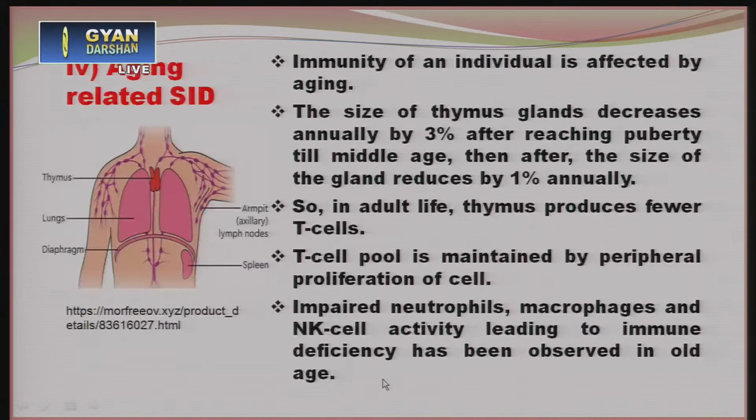It inhibits the activation of IL-2 transcription and T cell responses, and rapamycin protein, which are important for cell activation and proliferation. And the next one is aging related secondary immunodeficiency. Immunity is affected by aging. The size of the thymus gland decreases annually by 3% after reaching puberty till middle age. Then after, the size of the gland reduces by 1% annually. So in adult life the thymus produces fewer T cells. The T cell pool is maintained by peripheral proliferation of the cells. Impaired neutrophil, macrophage and NK cell activity leading to immune deficiency has been observed in old age.